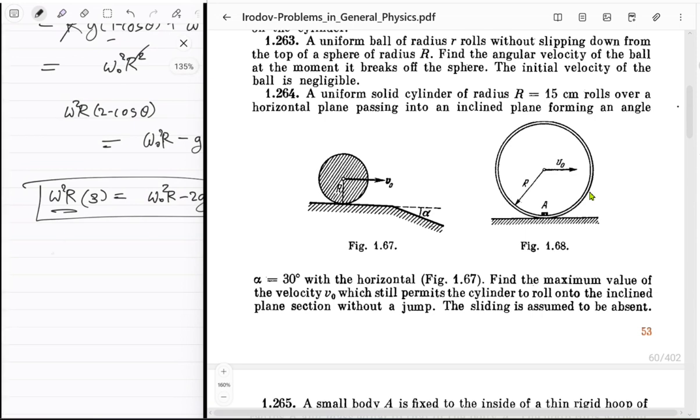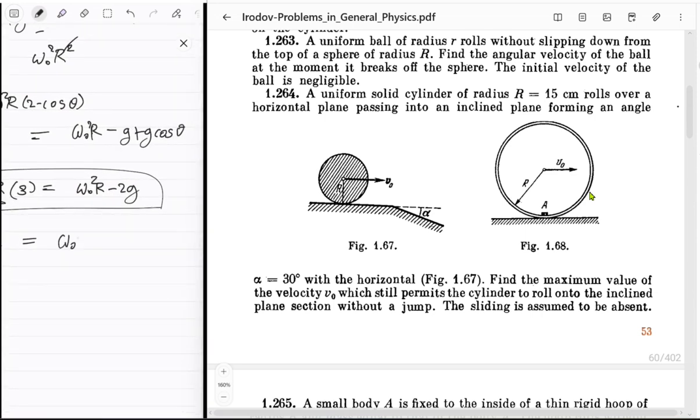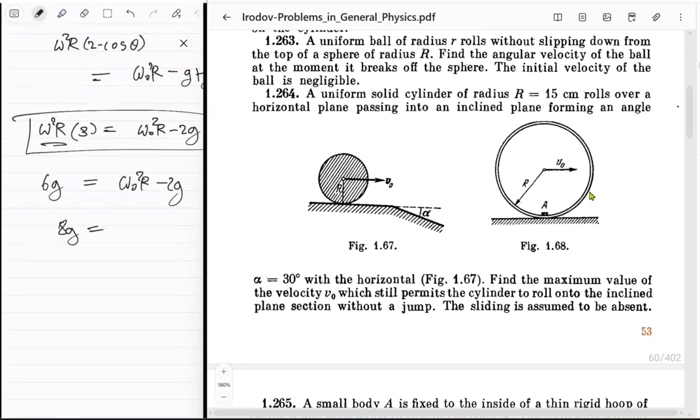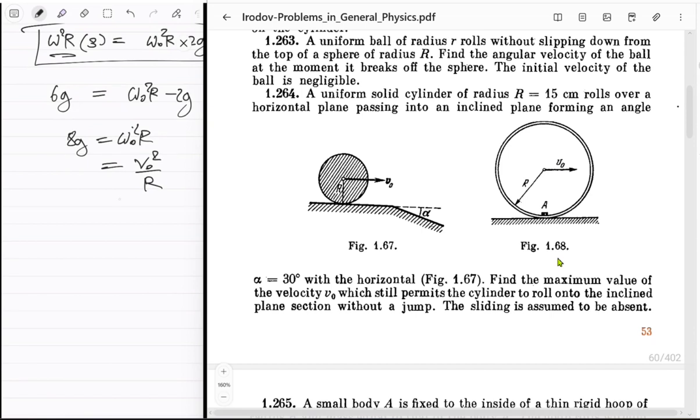That's what conditions. Like what you have just got: 6g is equal to omega naught squared r minus 2g. So what do you have? You just have 8g is equal to omega naught squared r. So this thing can just be written as v naught squared upon r. Because of course, you can see that, right? V naught is just omega naught times r, right? So v naught is just square root of 8gr, right? Yeah, that is the thing.